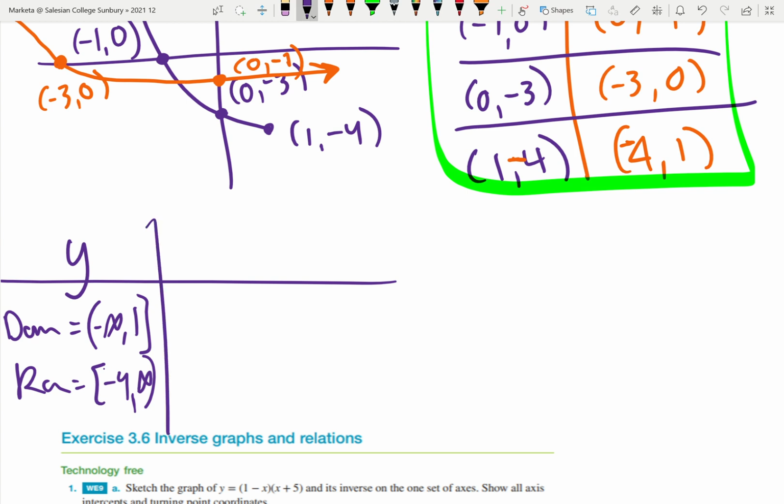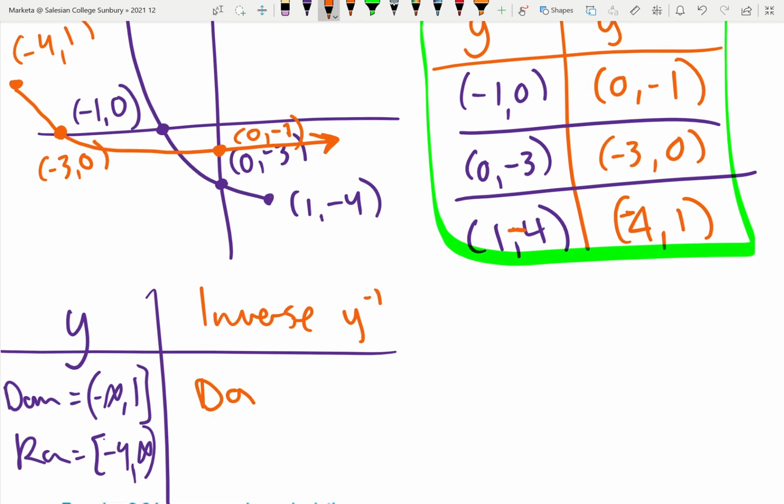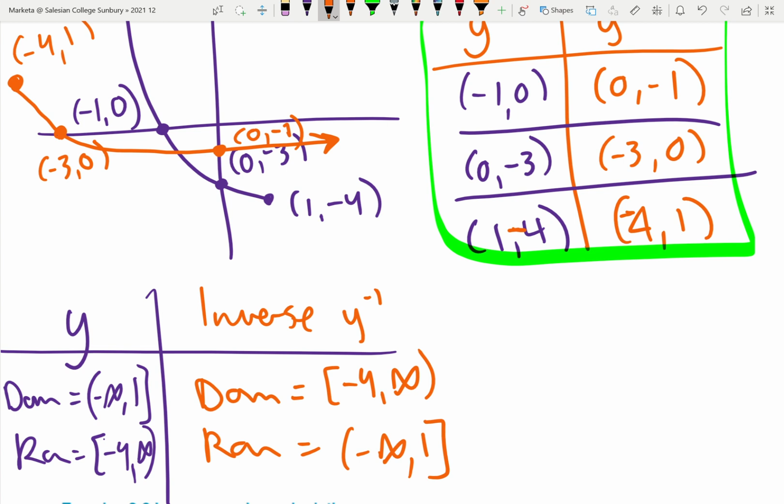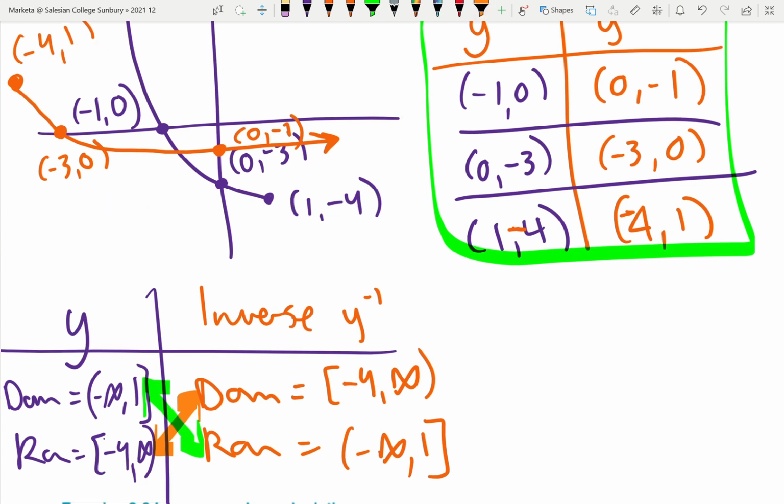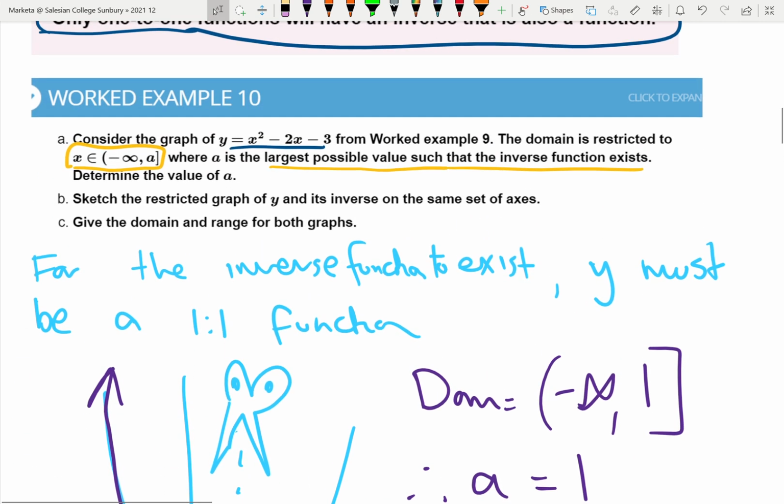For our inverse, y inverse, well, that's going to have a domain of negative 4 to infinity. So you can see it's going from negative 4 to infinity, and it's going to have a range of negative infinity to 1. And if you couldn't work it out, if it was a difficult one to work out your domain and range, it doesn't matter, because they just swap. The domain and range swap for the inverse. So we can see that they've swapped over there. So you really don't even need to look at the inverse in order to find the domain and range. You can just assume, and you'll be correct in assuming, that it's the opposite of the y function. All right, so that completes the two worked examples.